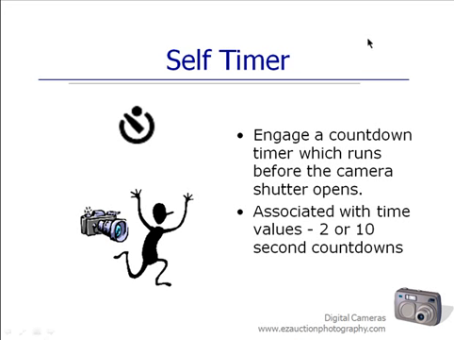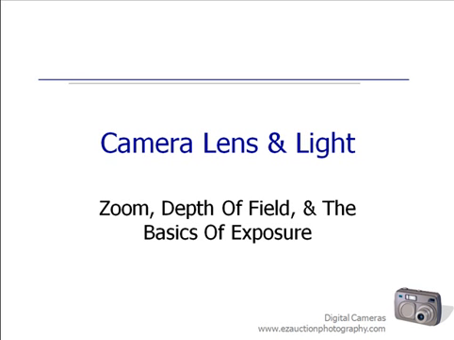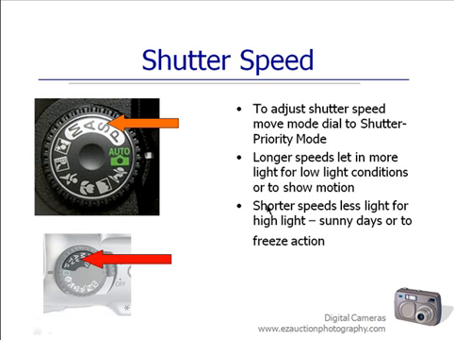I want to talk a little bit about light, lenses, and how they interact with each other, and how you can take that knowledge and kind of take control over the final image. It takes a little practice, but knowing how it's done is the first step. So on these cameras, we're going to talk about shutter speed and aperture.